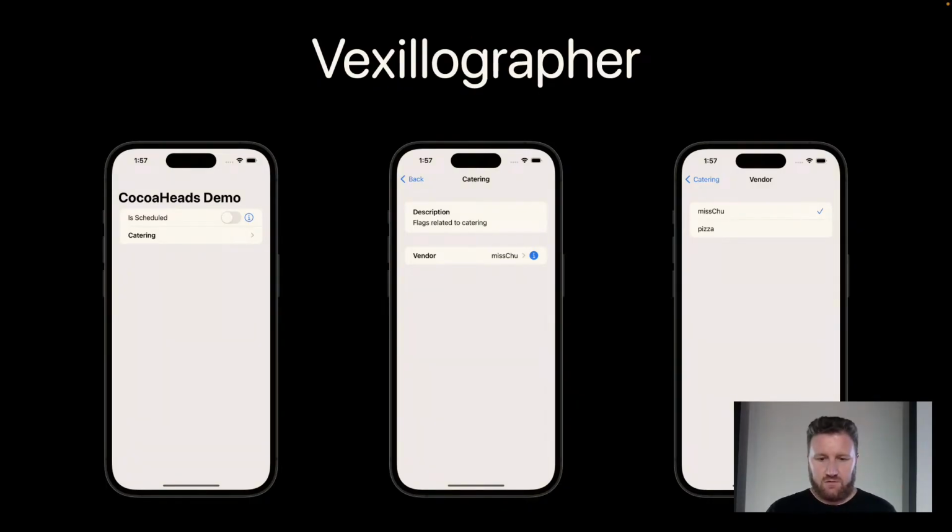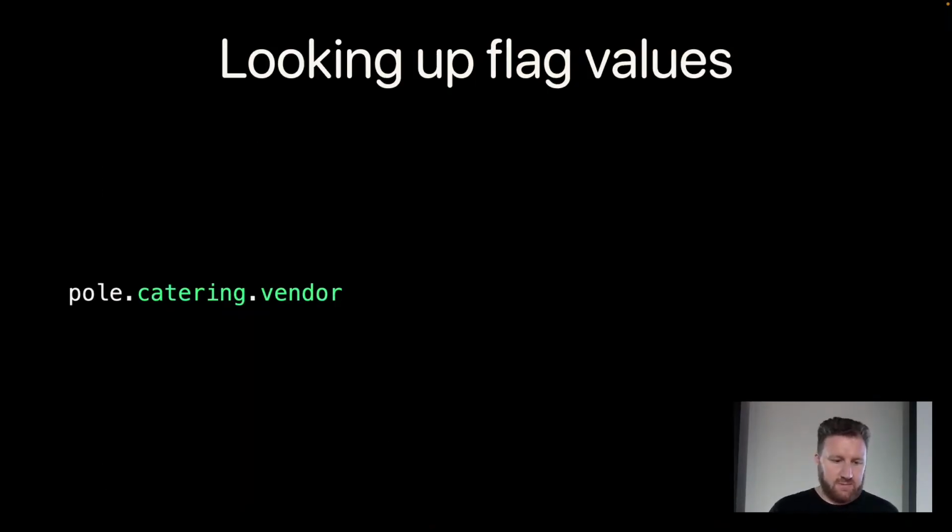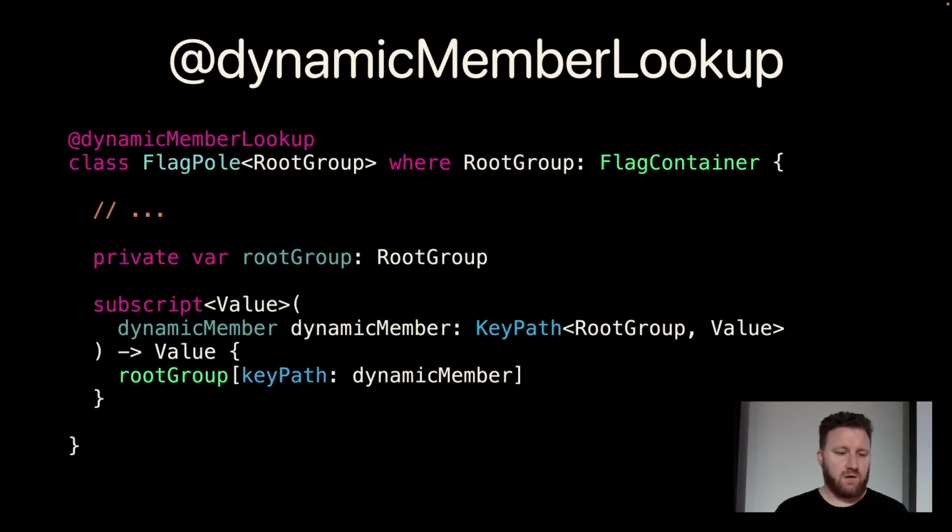So, going a little bit deeper, specifically, what happens when you write this statement? What goes on behind the scenes here? The first thing that happens is the dynamic member lookup implementation on the flagpole gets called, which looks something a little bit like this.